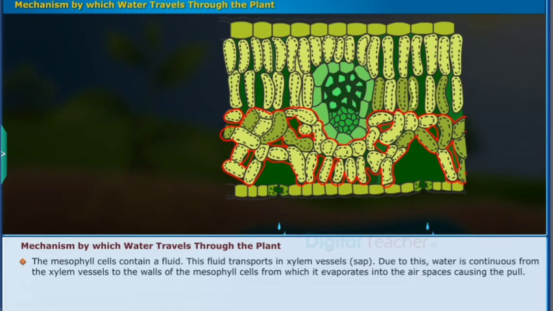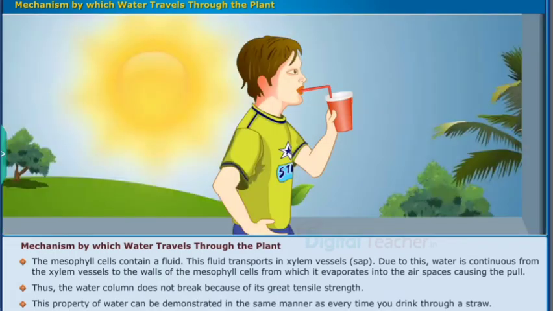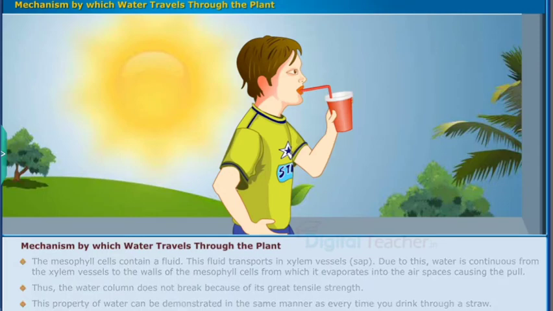Due to this, water is continuous from the xylem vessels to the walls of the mesophyll cells, from which it evaporates into the air spaces, causing the pull. Thus, the water column does not break because of its great tensile strength. This property of water can be demonstrated in the same manner as every time you drink through a straw.